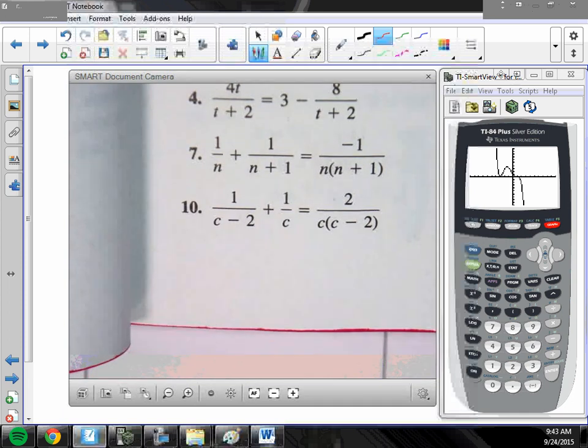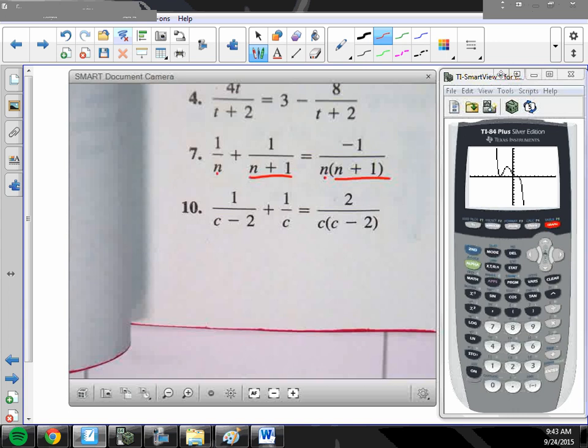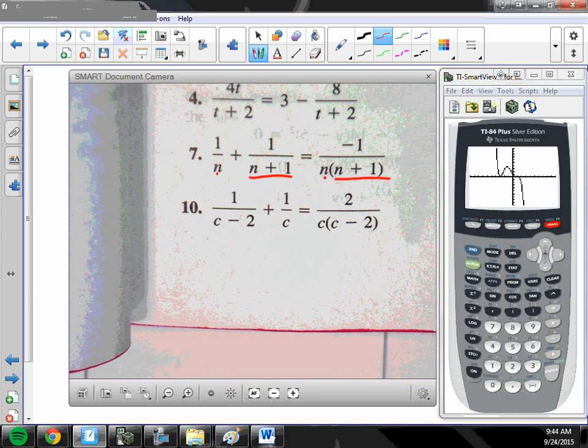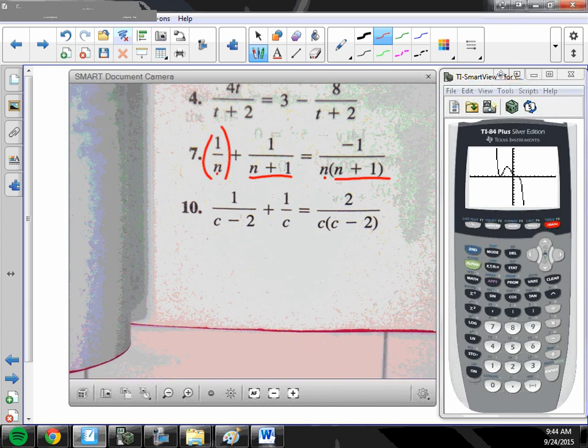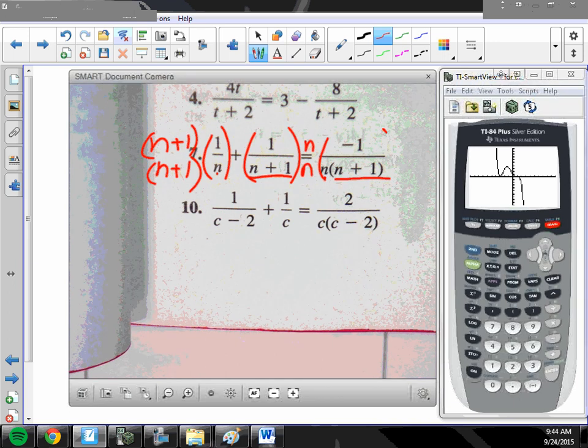I have 3 denominators, n, n plus 1, and n times n plus 1. So what is my common denominator going to be? N times n plus 1. Now I could make it worse. I could say n squared times n plus 1 squared, but then you'd have to divide it out in the end. It's not worth it. So what does this side need? An n plus 1. Okay, and what does this side need? An n. What does this side need? Nothing. It already has everything.